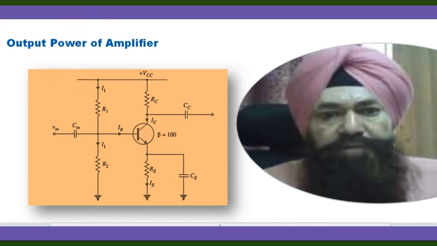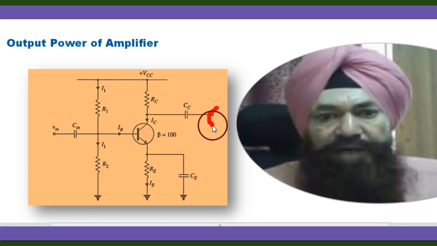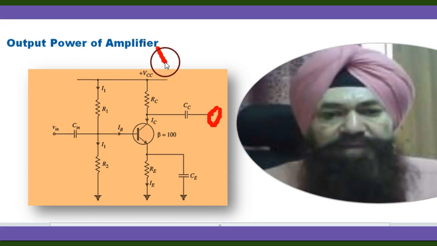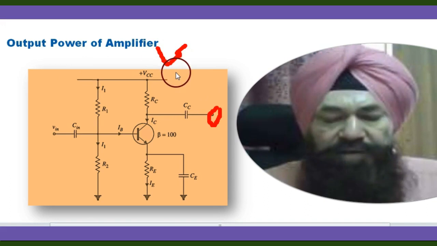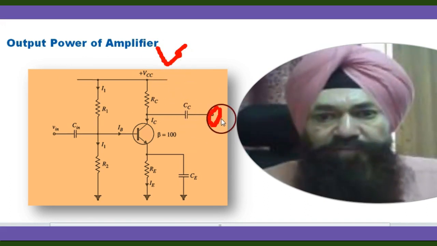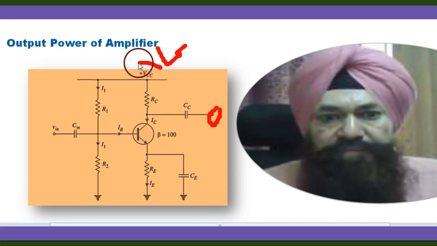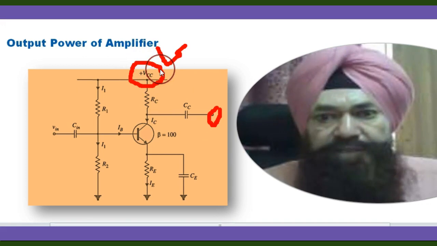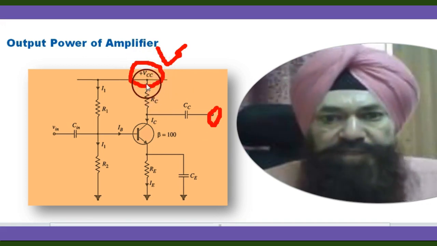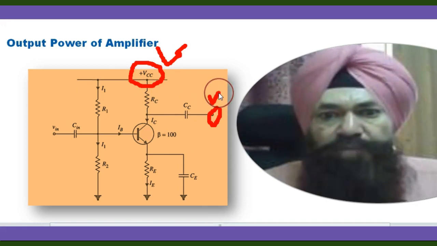Now we come to the output power. What is the power available at the output of this amplifier? How much power is available? An amplifier converts DC power drawn from the DC supply VCC into AC output power.